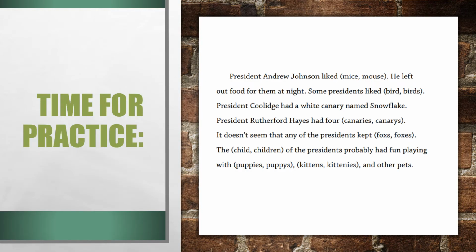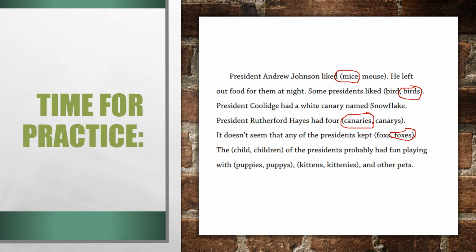All right, and here is our practice. President Andrew Johnson liked mice. He left out food for them at night. Some presidents liked birds. President Coolidge had a white canary named Snowflake. President Rutherford Hayes had 4 canaries. It doesn't seem that any of the presidents kept foxes.